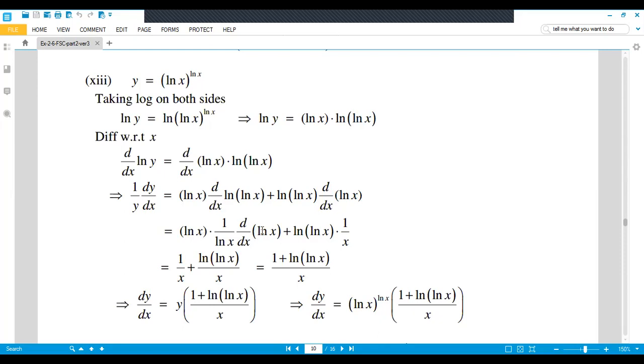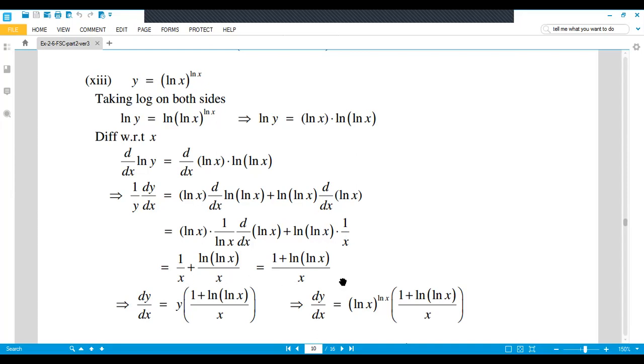Now here, the natural log of x derivative is... this natural log of x and this one natural log of x cancel with each other. This one and this one both cancel with each other. One is in the numerator and the other in the denominator, so both cancel, and the derivative of natural log of x is 1 over x. And here plus natural log times natural log of x divided by x we get.